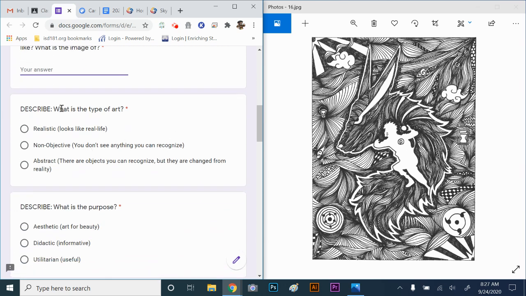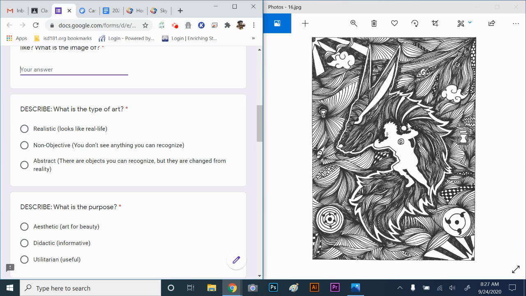Okay. Then I want to know what is the type of art. It can either be realistic, non-objective, or abstract. Realistic means that it looks like how it would look in real life. Non-objective means it's basically non-representational. And I talked about this in class a little bit for my in-class students.